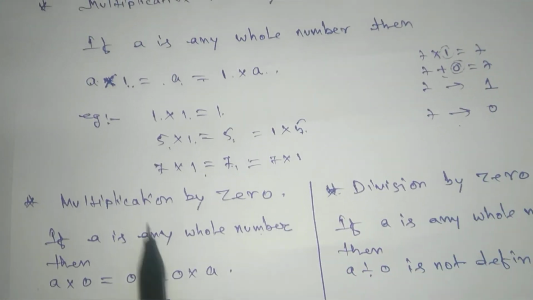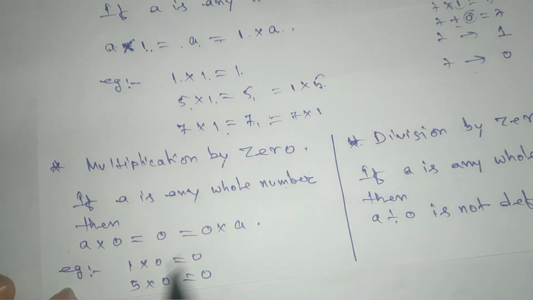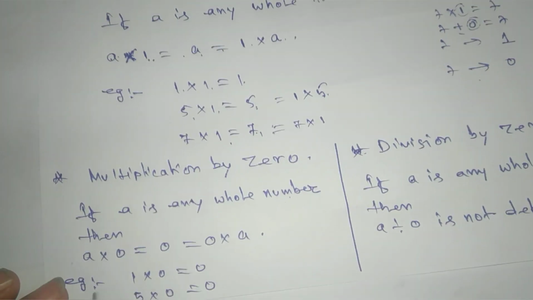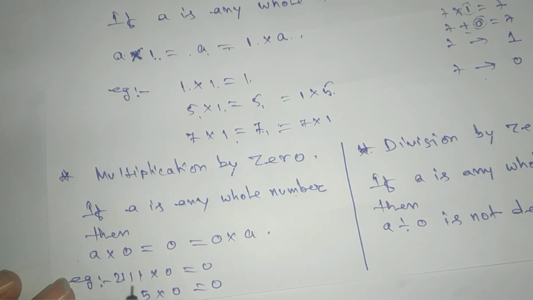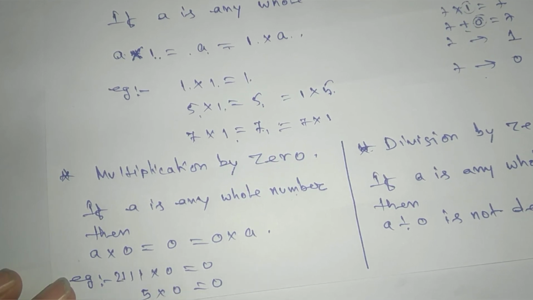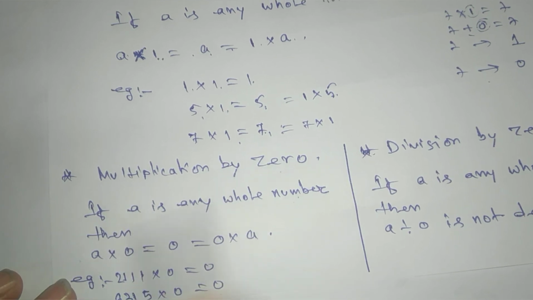Next we have the property multiplication by 0. That means if you multiply any whole number by 0, you will always get 0. Even if the number is very big, if you take any bigger number like 111 or 2, or 6315, and you multiply by 0, you will get 0 only. So this is multiplication by 0.